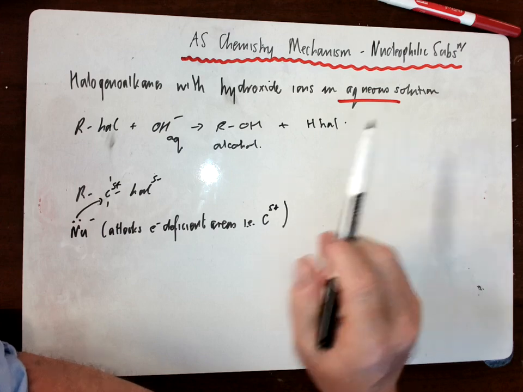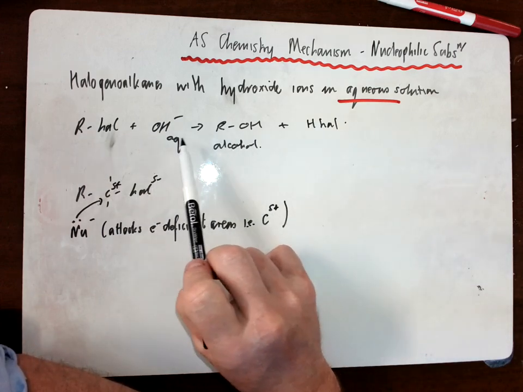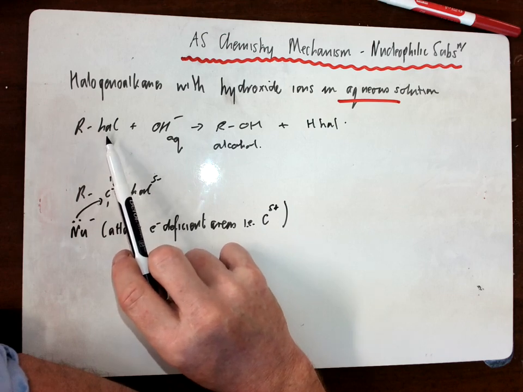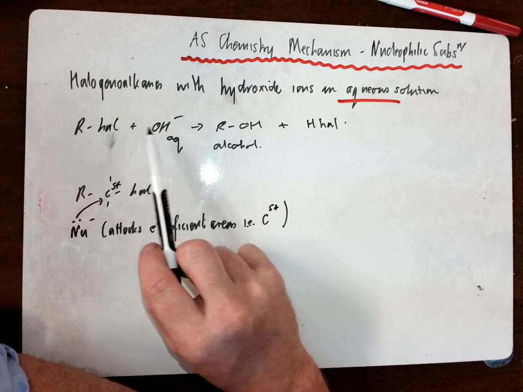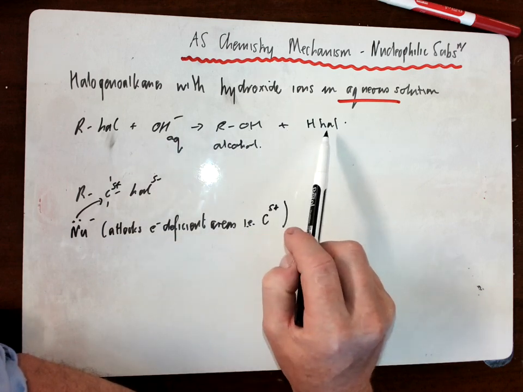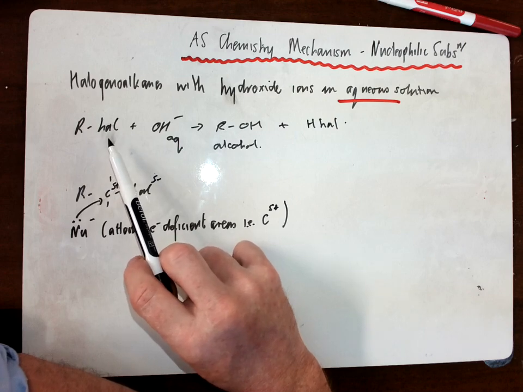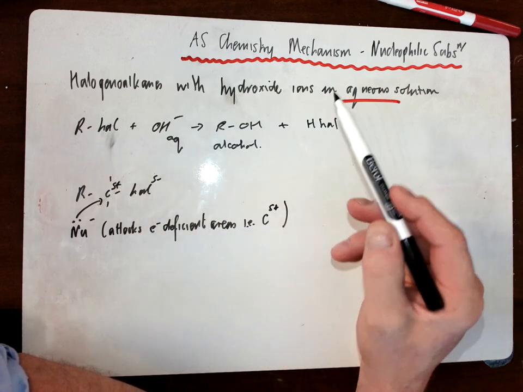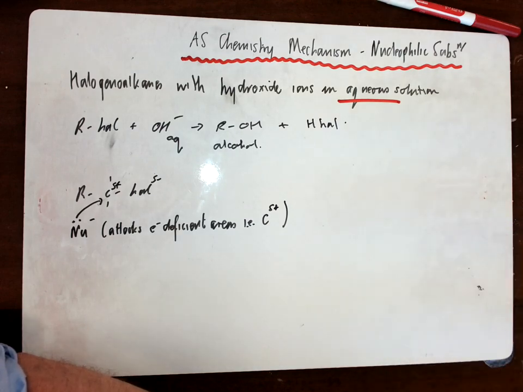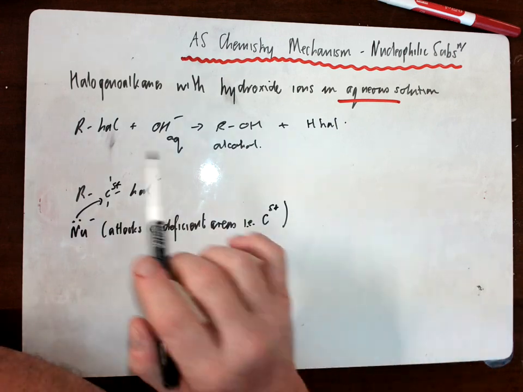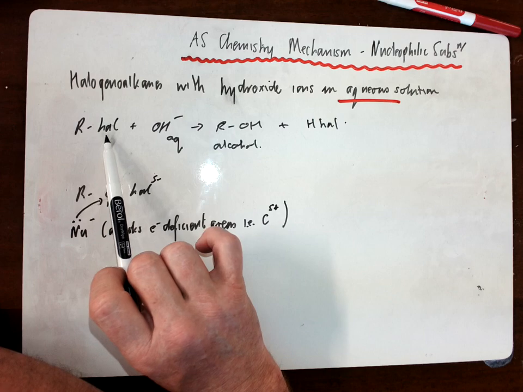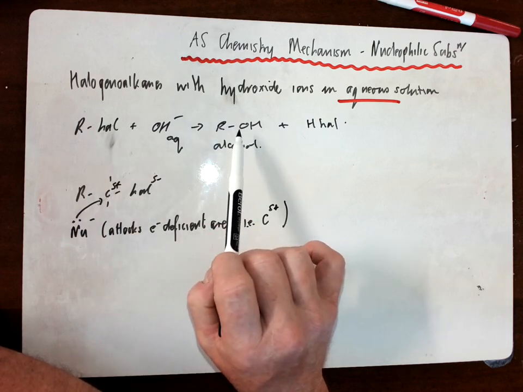So as I said earlier, this is the general equation, so this is clearly not a mechanism. This is the general equation of a halogenoalkane, again R hal with hydroxide ions to give us, in this case, an alcohol and a hydrogen halide. Well, that'll be determined by the halogenoalkane we begin with, maybe hydrogen chloride, hydrogen bromide, hydrogen iodide, etc. And all you're doing really, guys, is wherever the halogen is on your parent molecule, you take it off and you replace it with an OH, and then you name that alcohol.